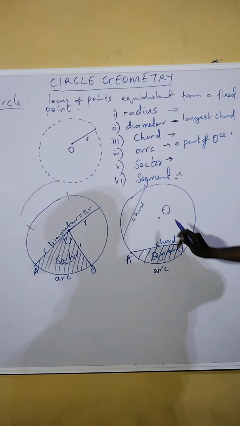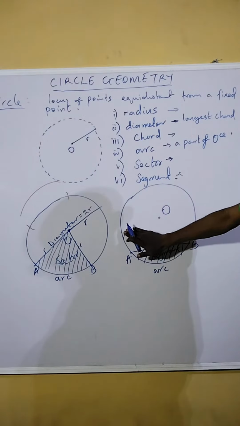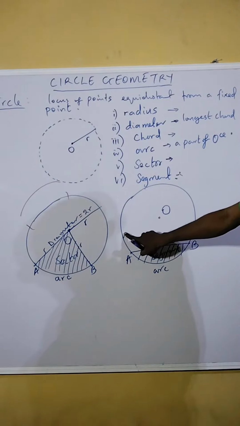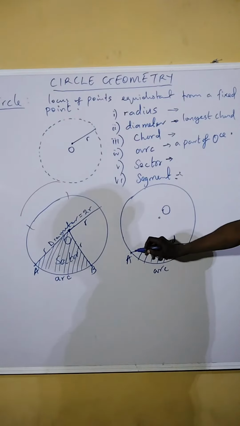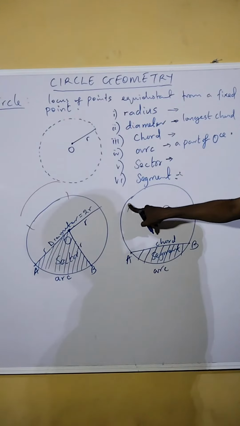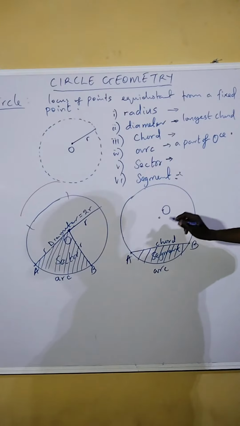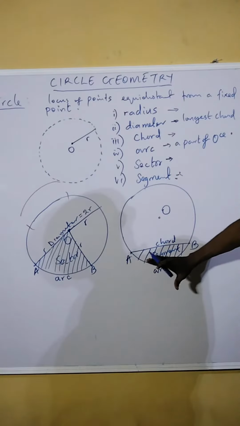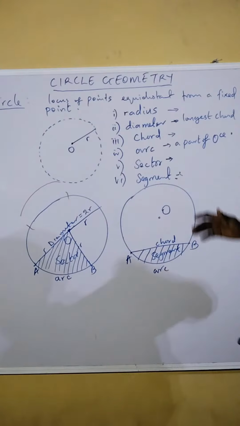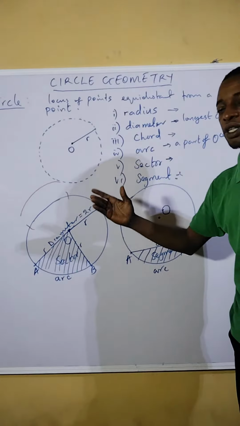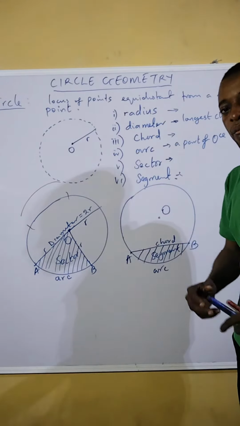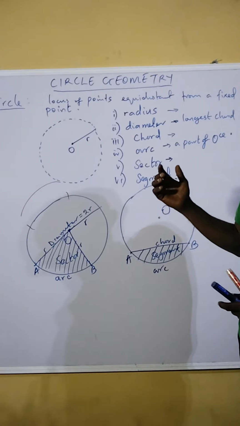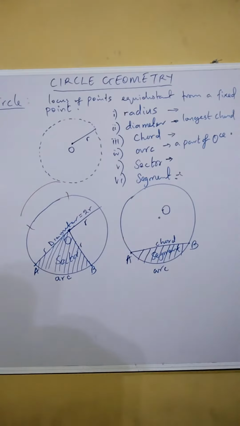A segment. Okay? And the one not shaded that contains the bigger arc here is also a segment. This one is the major segment, and this one is the minor segment. So these are some parts of the circle that we need to understand before we move on to what is called the circle theorem.